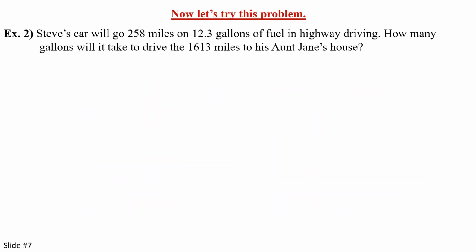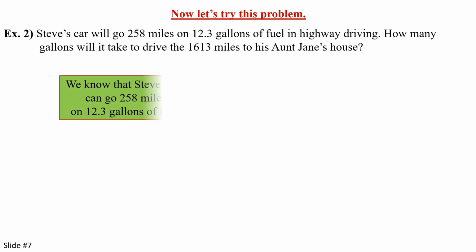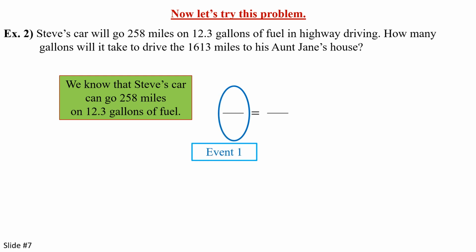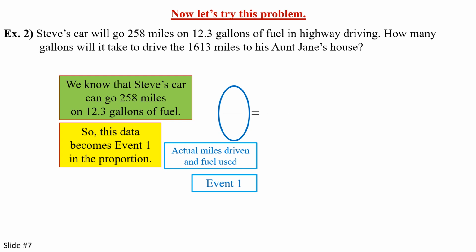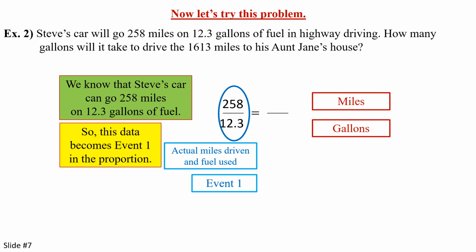Now let's try this problem. Steve's car will go 258 miles on 12.3 gallons of fuel in highway driving. How many gallons will it take to drive the 1,613 miles to his Aunt Jane's house? Well, we know that Steve's car can go 258 miles on 12.3 gallons of fuel. So I'm going to use that as event 1, my first fraction. Actual miles driven and fuel used. So I'll put miles on top, 258. Gallons on the bottom, 12.3.